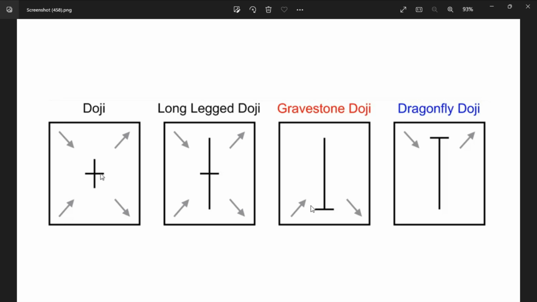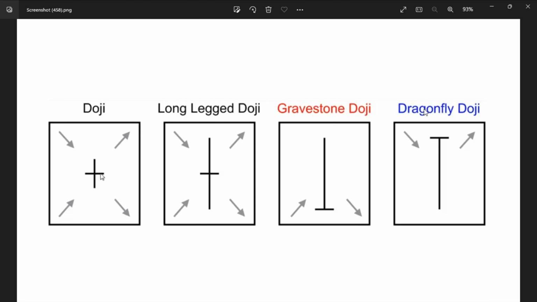Now we have the gravestone doji candle. This candle appears when we have a bullish trend. When it appears on a bullish trend, it gives you a signal for a downtrend, a short downtrend, not a full downtrend, a short retracement in an uptrend.